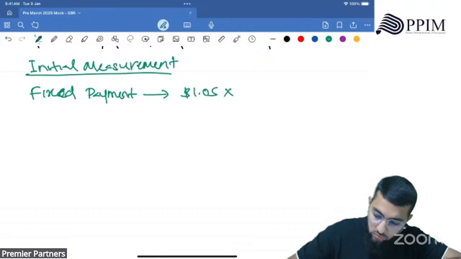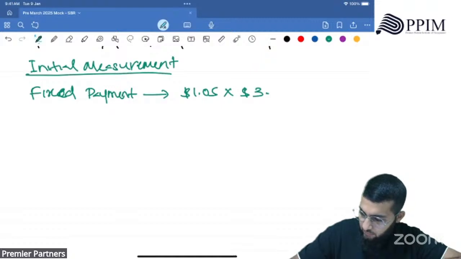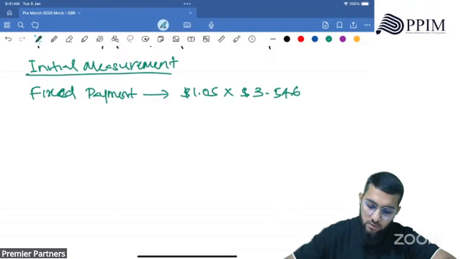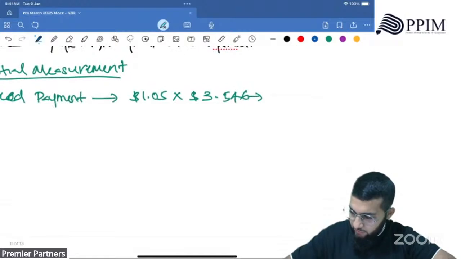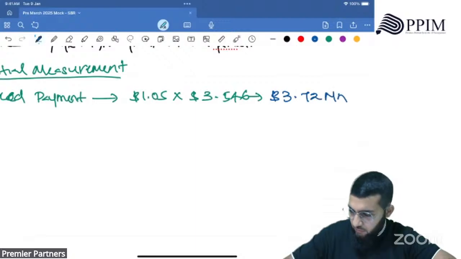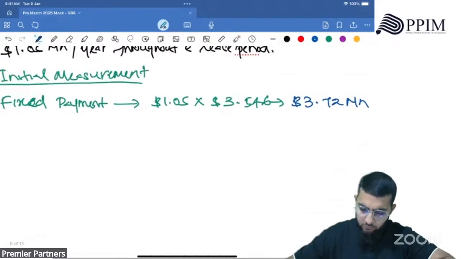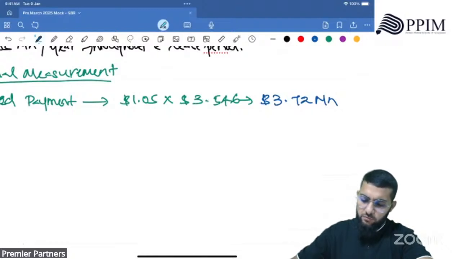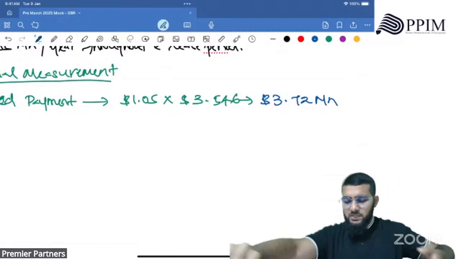$1.05 into 3.546, right? That's a fixed payment. So that is going to be how much? That will be 3.72 million. Right? That's 3.72. 1.05. Let's do a quick calculation. Let me use the calculator. 1.05 into 3.546. Yeah, 3.72. Rounding it off.